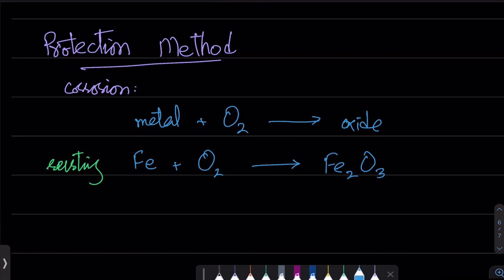Ab, how do you avoid it? Of course, iske liye pani bhi hona zaruri hai. Without moisture, ye nahi karega. So, ya to aap make sure karein ke aapke iron ki jo bhi cheez hai, wo boiling water mein rahe. Usme oxygen hogi nahi.